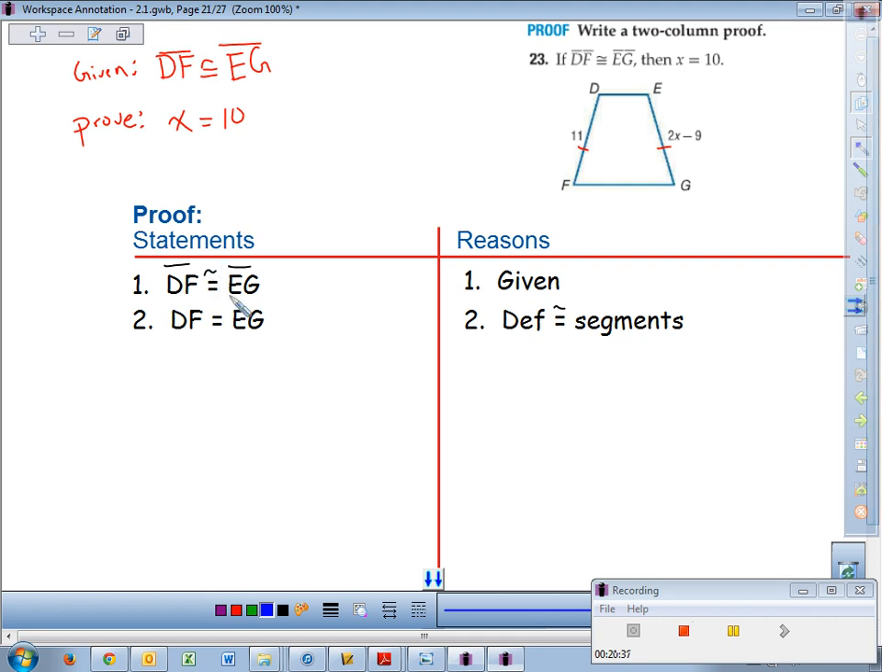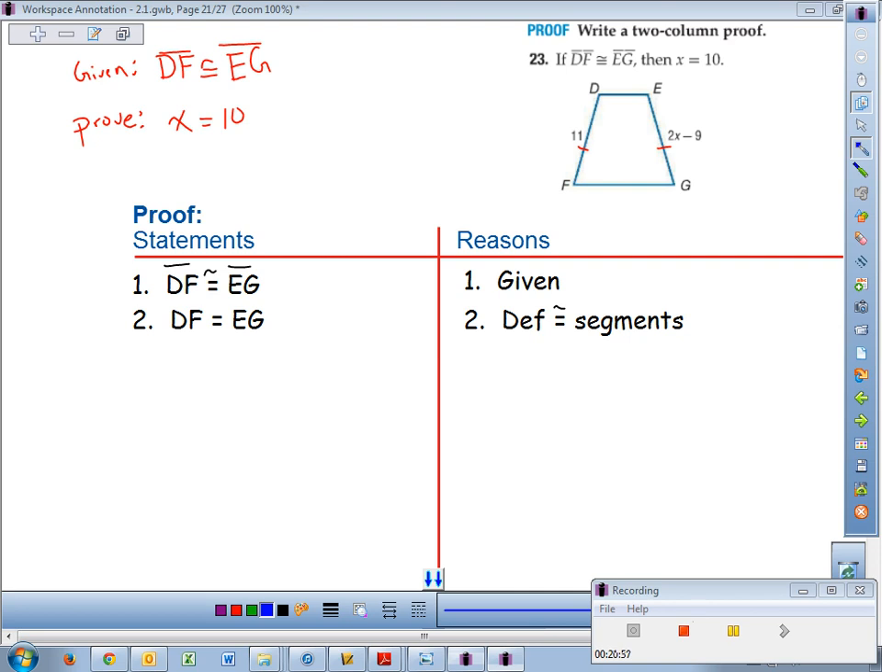If segments are congruent, it means that they're the same length. That's the definition of congruent segments. And this right here says they're the same length, a.k.a. their distances are equal. Are we cool with that so far? Just the basic setup. That was a weird step right there. Next thing.